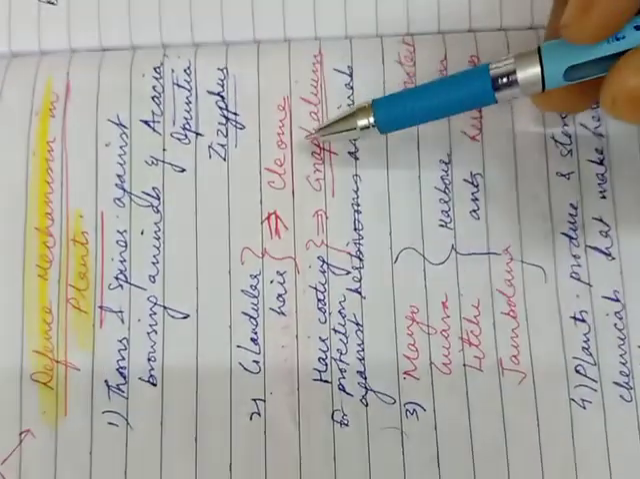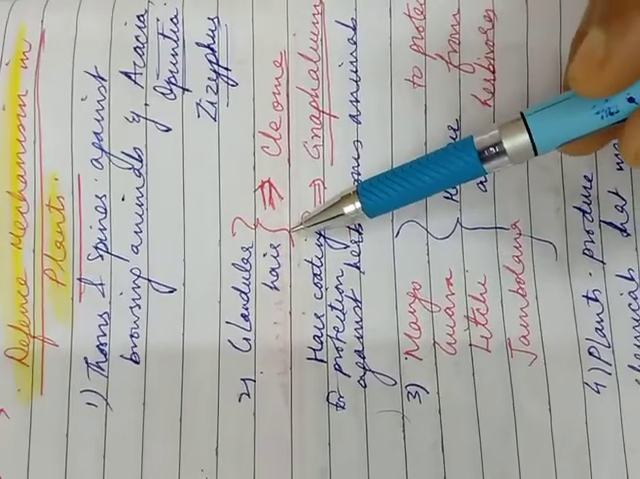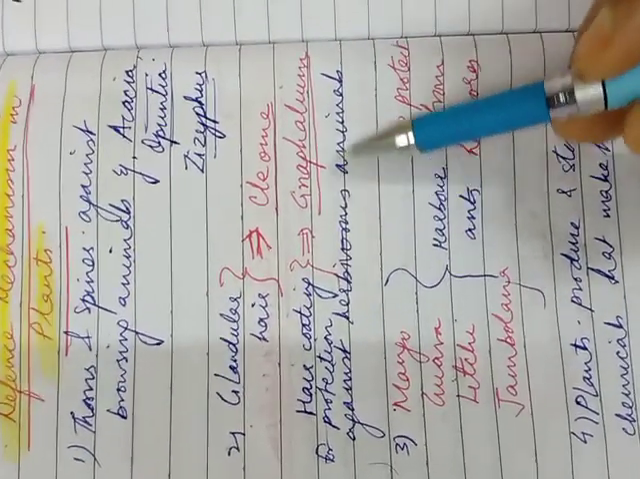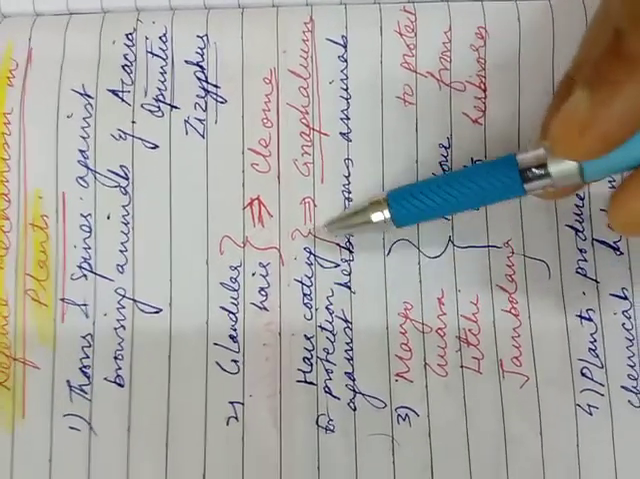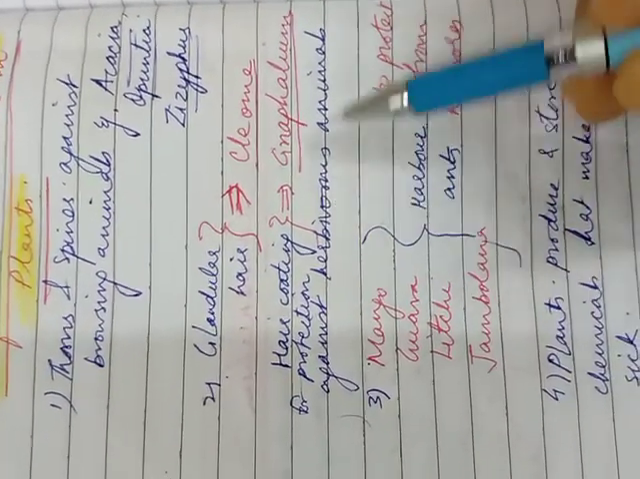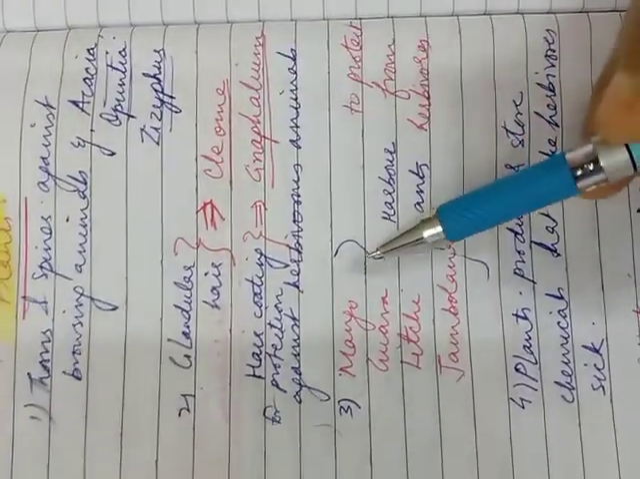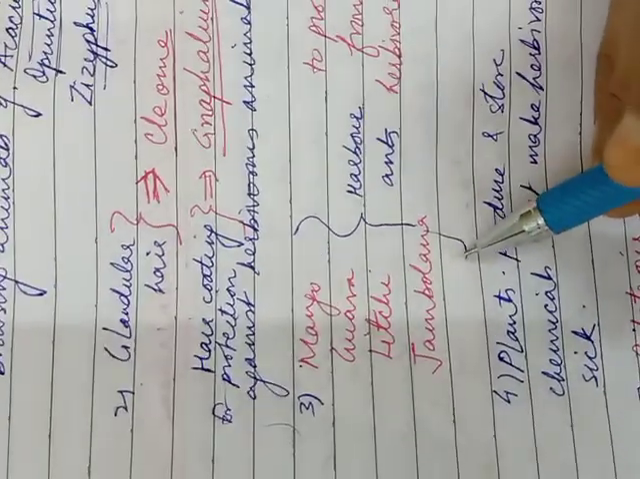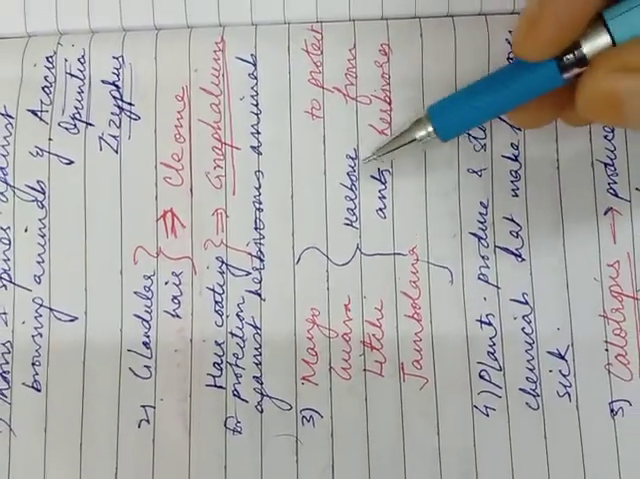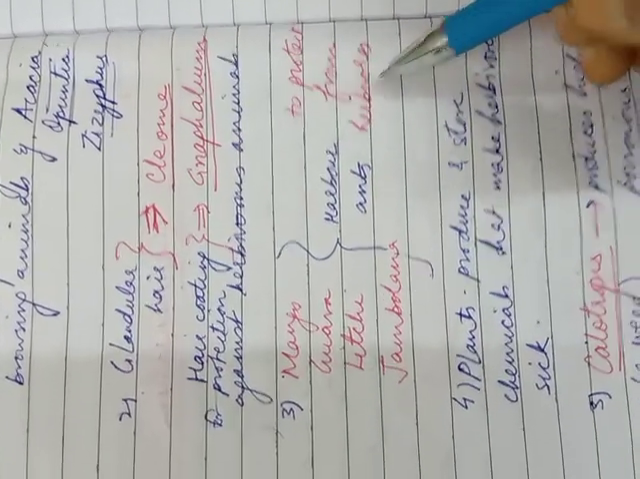Second, there is a plant called cleome, and it has glandular hairs, right? The another one we call as nephallium. This has hair coating and protection against herbivorous animals. Then plants like mango, guava, lychee, and jambulana, right? They harbor ants to protect them from herbivores.